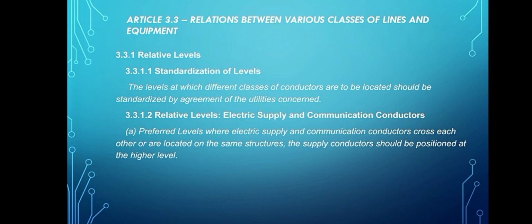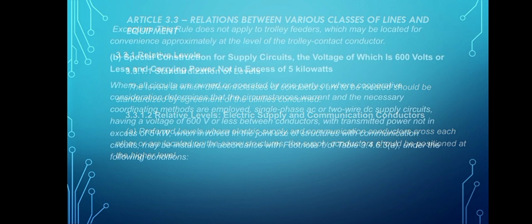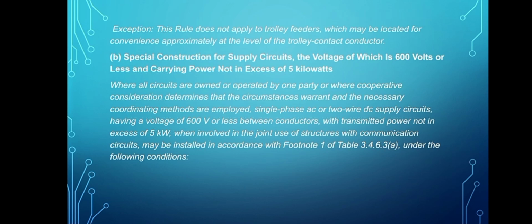Section 3.3.1.2 Relative levels of electric supply and communication conductors. A. Preferred levels where electric supply and communication conductors cross each other or are located on the same structures: the supply conductor should be positioned at the higher level. So when electric supply and communication lines cross each other or are installed on the same pole, the electric supply line should be placed at the higher level. Exception: this rule does not apply to trolley feeders, which may be located for convenience approximately at the level of the trolley contact conductor.